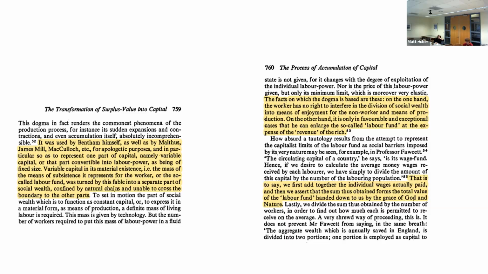The facts on which this dogma is based are these. On the one hand, the worker has no right to interfere in the division of social wealth into means of enjoyment for the non-worker and means of production. And again, the capitalist wants to maintain full dictatorial control over what to do with this surplus value. It doesn't want to say that some of that surplus value came from us and you should give it back to us, right? That's violating the laws of private property as they've been established under the system.